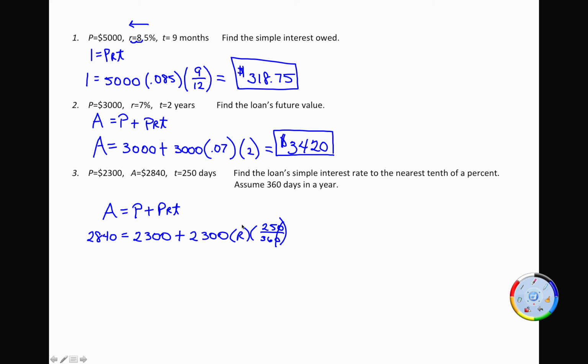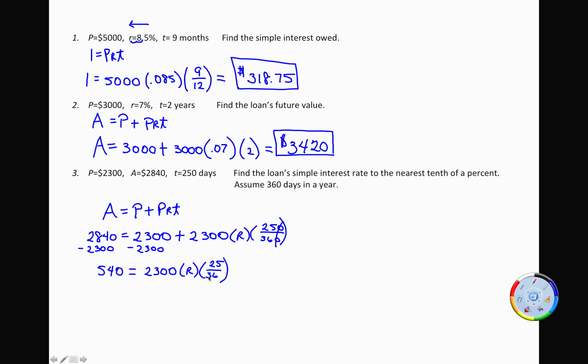And I'm just going to solve this for R. So my first step in solving this for R, I might subtract the 2,300. Okay, I have an equation with only one unknown, so I should be able to solve this and find that unknown. So 540 equals 2,300 times R times 25 over 36, just to make it a little more manageable.